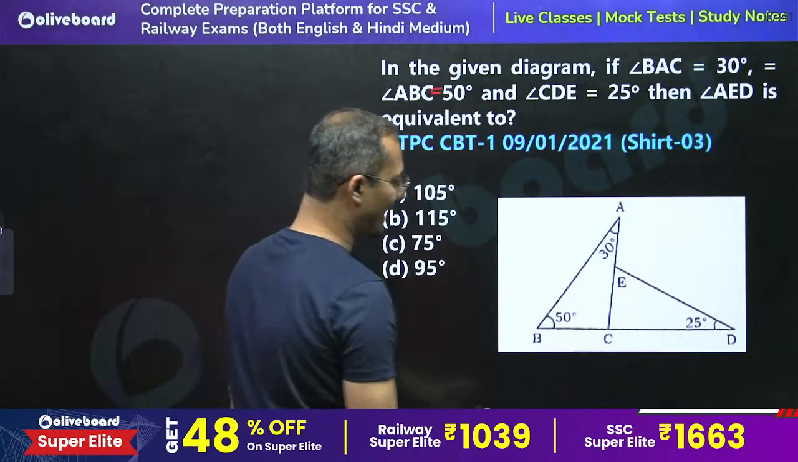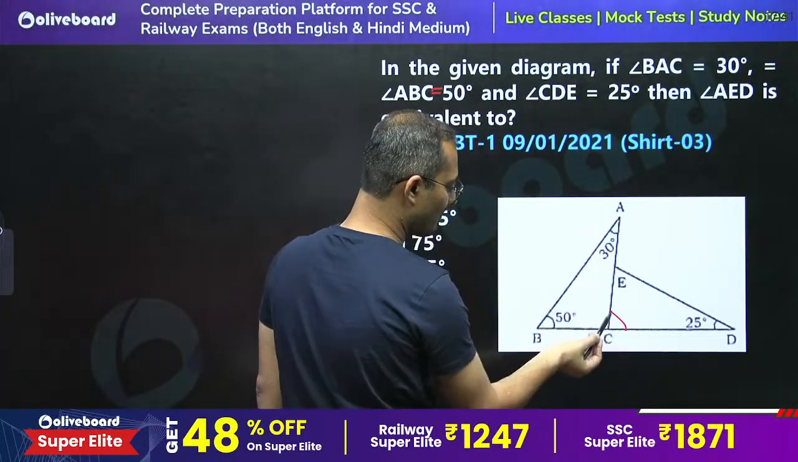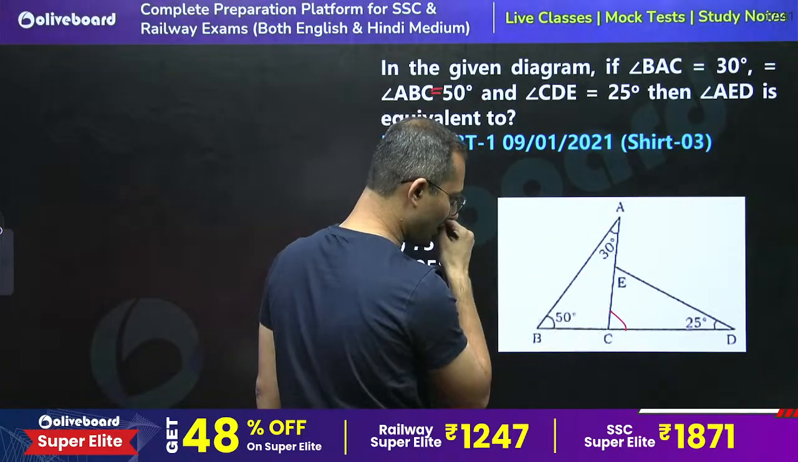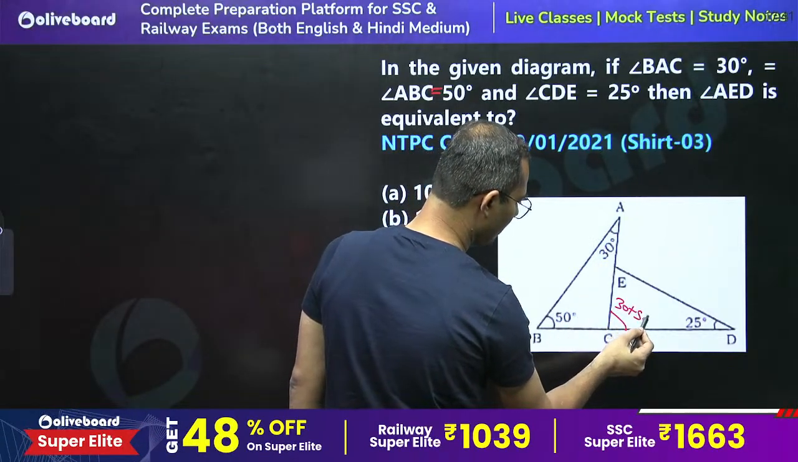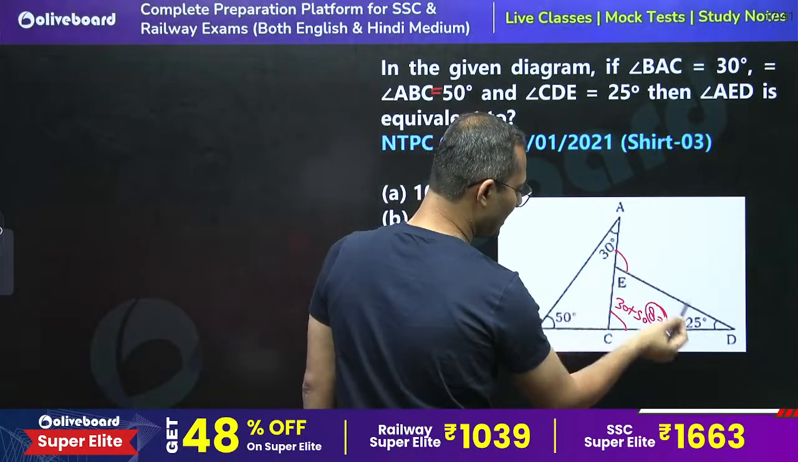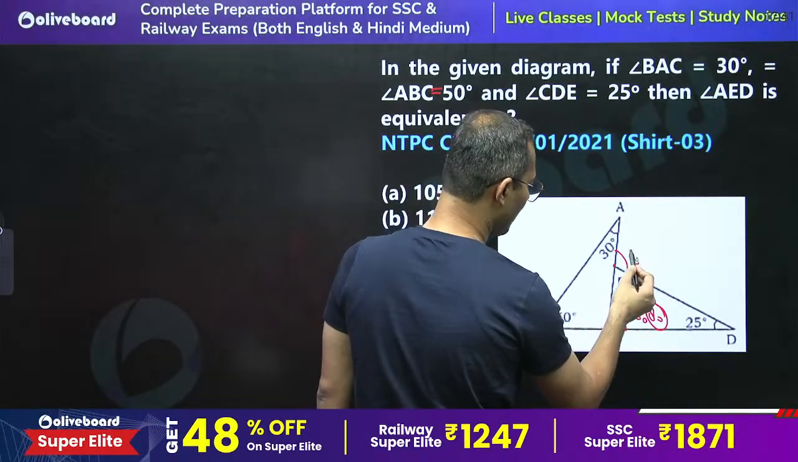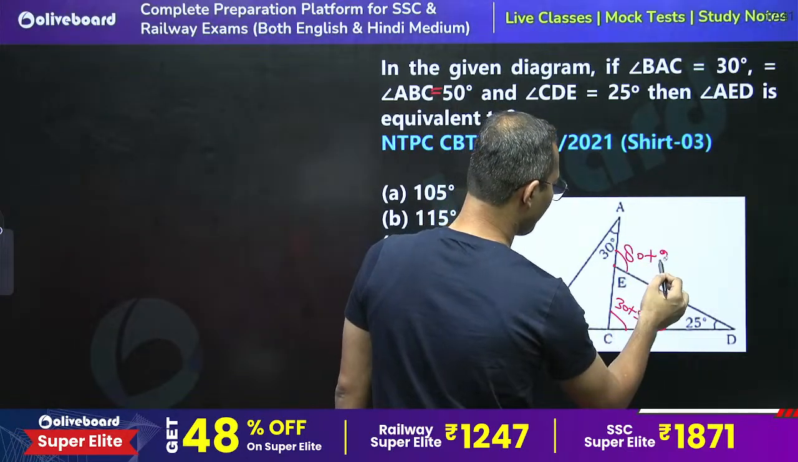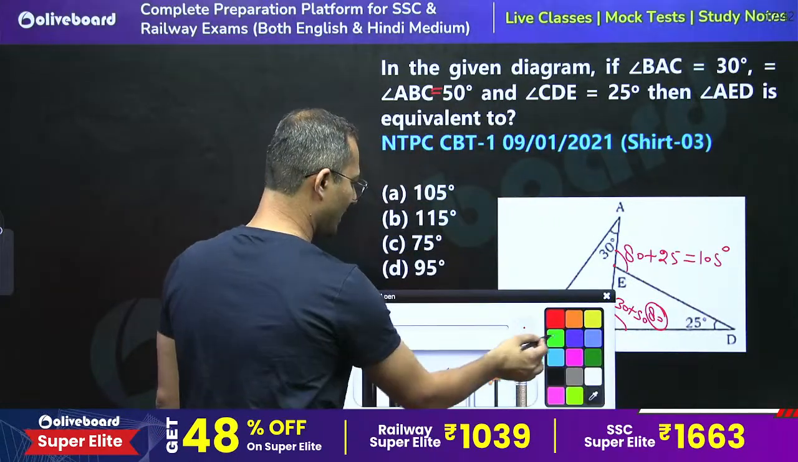See, we can say that in triangle ABC, angle ACD is external, and the measurement of an external angle is always equal to the sum of the opposite interior angles. So angle ACD is equal to 30 plus 50, which is going to be 80 degrees. And now angle AED is an external angle for triangle ECD. So this is going to be equal to 80 plus 25, which is 105 degrees.